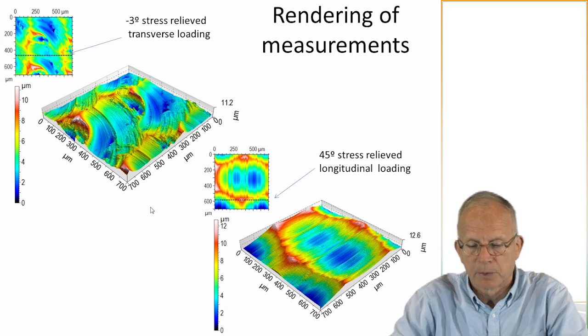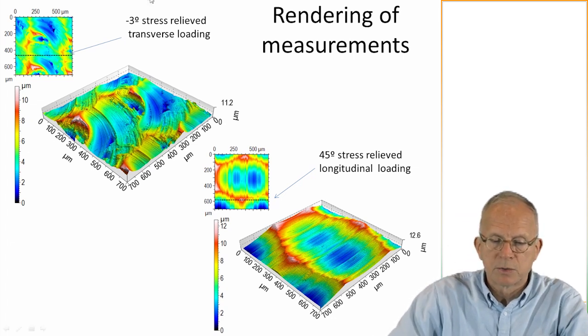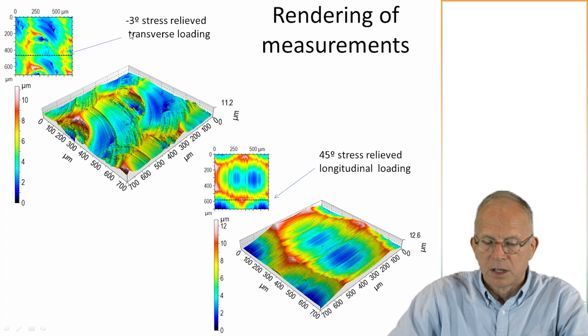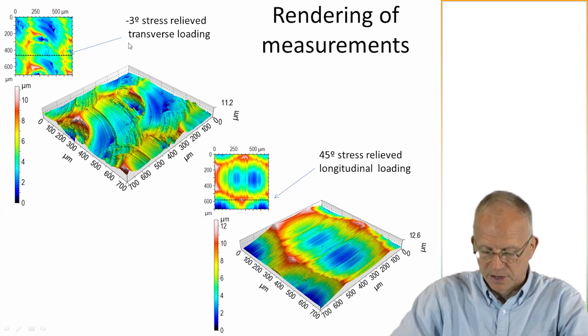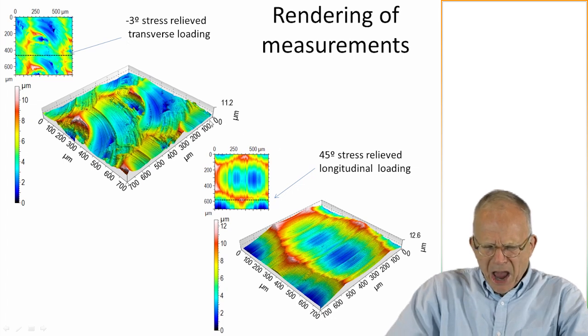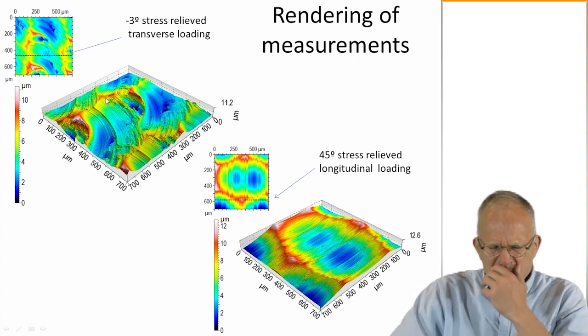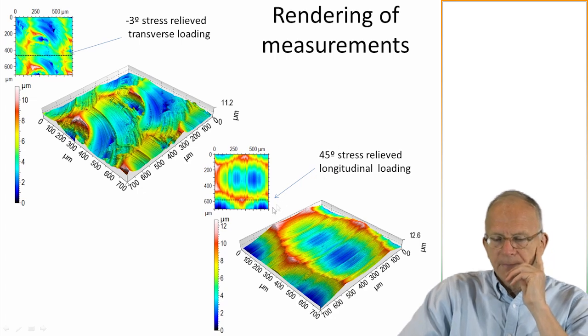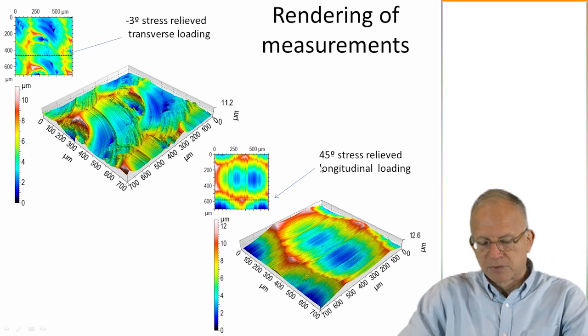Here's a couple of renderings of the measurement. So you can see when we're using a -3 degree tilt, the surface is markedly different than it is with the 45 degree tilt.